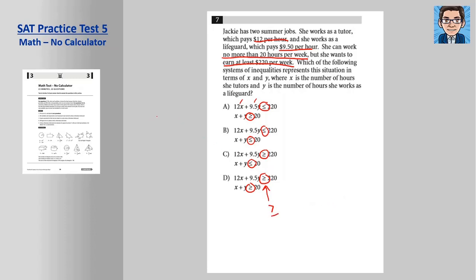Now let's take a look at the hours. No more than 20 hours. So no more than that means it has to be that or less. So this sign on this equation has to be less than or equal to. And then we just look through the answers and see which one has less than or equal to for the second equation and greater than or equal to for the first equation. And that would be right here, answer C.